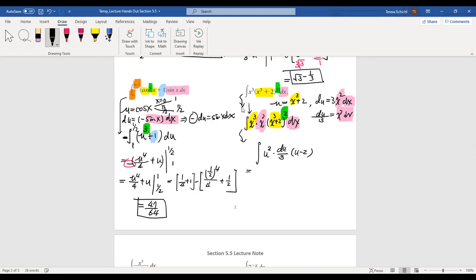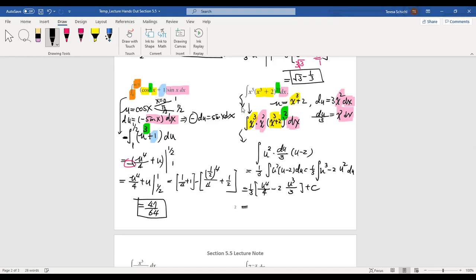So let's rearrange a little bit. I moved the 1/3 out. So this is u squared times u minus 2 du, so this is 1/3 of u cubed minus 2u squared du. Now everything is back to my fundamental formula. This is 1/3. Now what is this integration? It's u to the 4th over 4 minus 2u cubed over 3, right? And the plus c here.